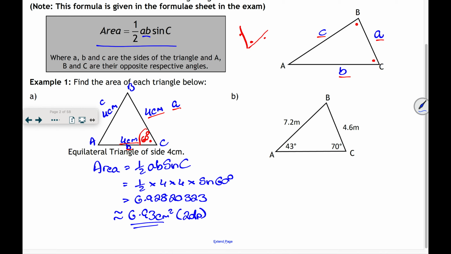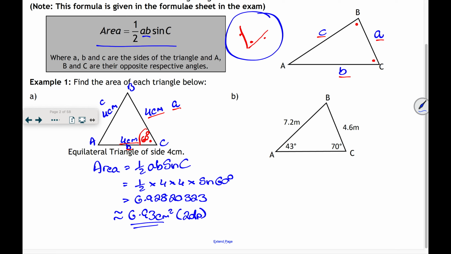Next one, we want to find the area of this triangle. So we've got triangle ABC, and we have 2 angles and 2 sides. Now remember what we need for this. To make the formula work, we need 2 sides, and then the angle in between the 2 sides. We want this situation here. Example B. Looking at this triangle, triangle ABC, you'll see that I have sides 7.2 metres, 4.6 metres, and I also have 2 angles, 43 degrees and 70 degrees.